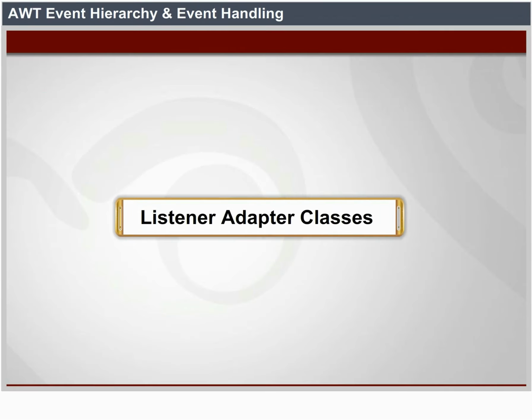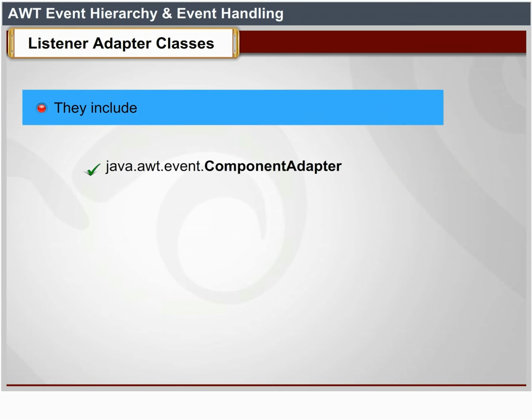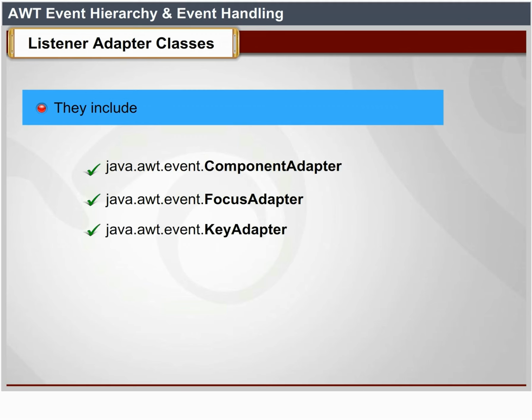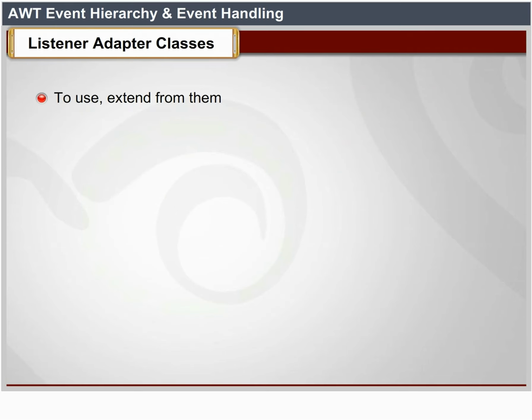Listener adapter classes provide empty default implementations of methods in listener interfaces with more than one method. They include java.awt.event.ComponentAdapter, java.awt.event.FocusAdapter, java.awt.event.KeyAdapter, java.awt.event.MouseAdapter, java.awt.event.MouseMotionAdapter, java.awt.event.WindowAdapter. To use, extend from them.